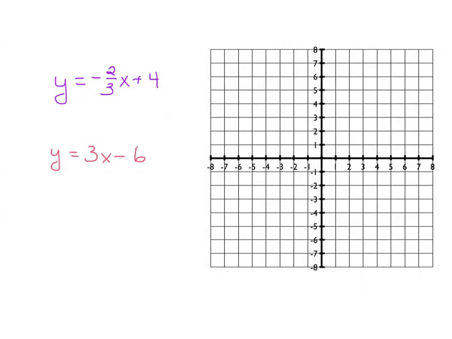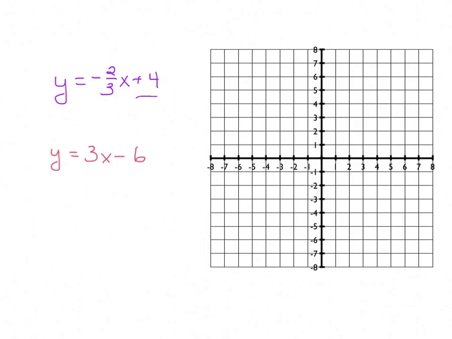This video is about graphing lines. Here's the types of lines you're going to need to graph for the test. The first type would be lines that are in slope-intercept form. So the first line we're going to look at is y equals negative 2/3 x plus 4.